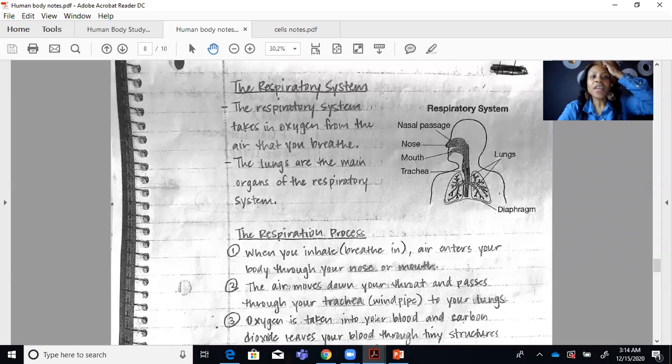system works. You need to understand that the respiratory system takes in oxygen from the air that you breathe, and the lungs are the main organ of the respiratory system. Your lungs are being protected by your skeletal system, right? However, the lungs are the major organ of the respiratory system.